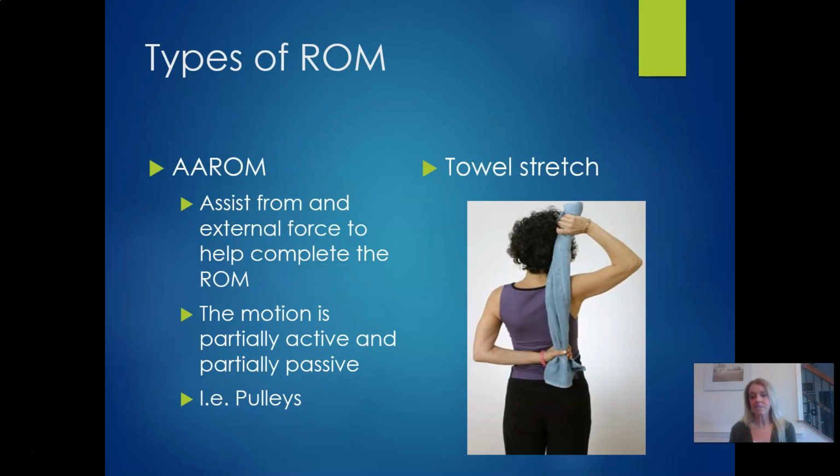Active assisted range of motion is using some sort of external force to help or assist with getting the range of motion. So there's a little bit of active. We can definitely get the person to interact with this one. Things like the pulleys, the towel stretch, wand: active assisted range of motion. If you're not familiar with any of those, please look them up. They're very common exercises, and we will definitely go over them when we are back together in lab.